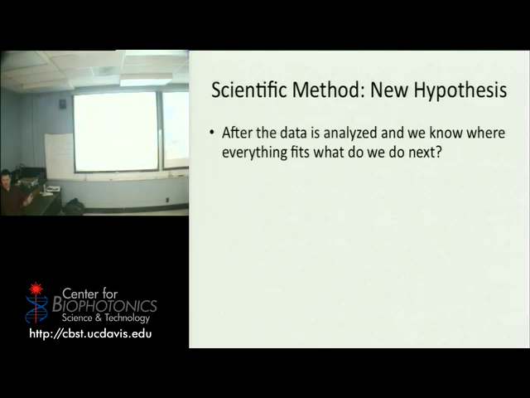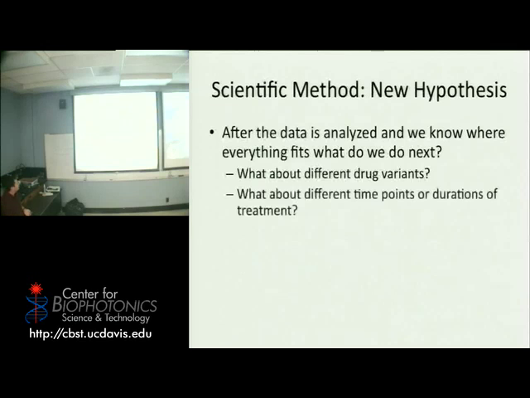So we've done all this. What do I do next? What justifies them keeping me here at UC Davis? What about different drug variants? Remember I said I used a really specific histone deacetylase inhibitor that just lets these few proteins be transcribed extra. Well, what if I used a different histone deacetylase inhibitor that had more proteins or less proteins being transcribed, for example? What about time points or durations of treatment?